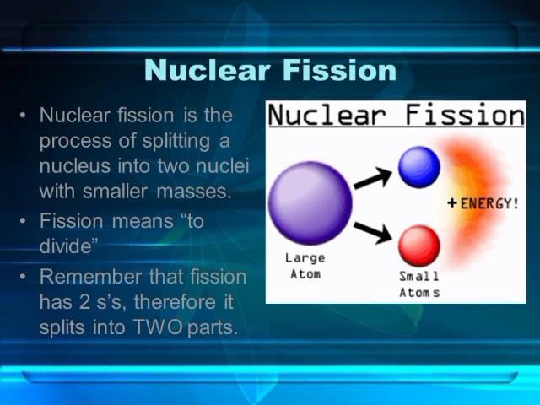Fission means to divide. Remember that fission has two S's, therefore it splits into two parts. Here, we have a large atom which split into smaller atoms or two nuclei with smaller masses. Then, while it is splitting, the energy is released.